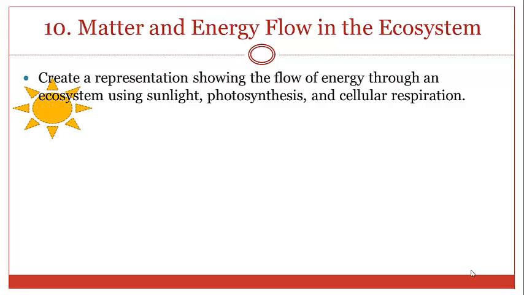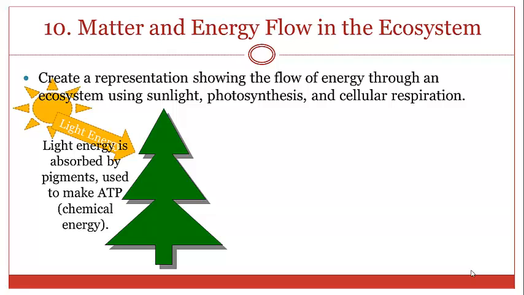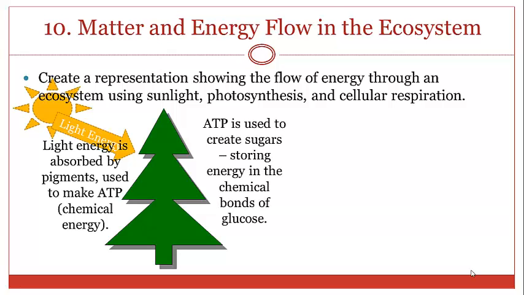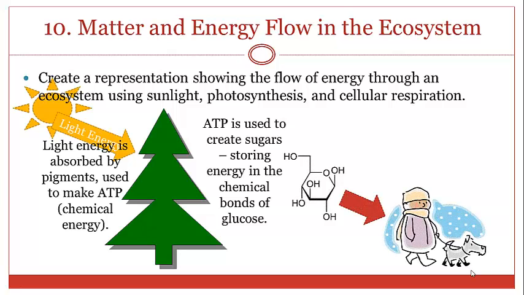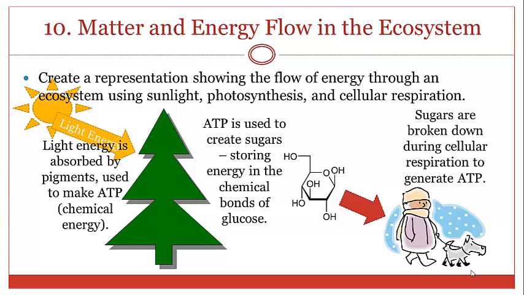So the ultimate source of all energy on Earth is the sun. Light energy is absorbed by pigments inside of photosynthetic organisms, which is used to make ATP, a chemical form of energy. ATP is then used to create sugars, storing this energy in the chemical bonds of glucose. So there's some glucose. And this energy can then be used by other organisms, like humans who eat the plants, to generate ATP. So sugars are broken down during cellular respiration to generate ATP, usable cellular energy.